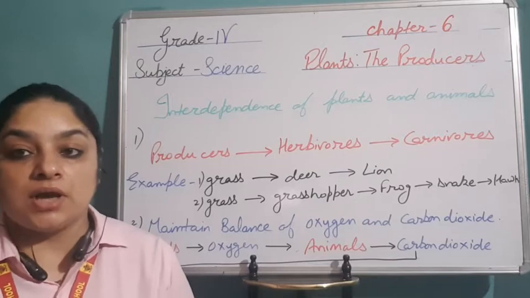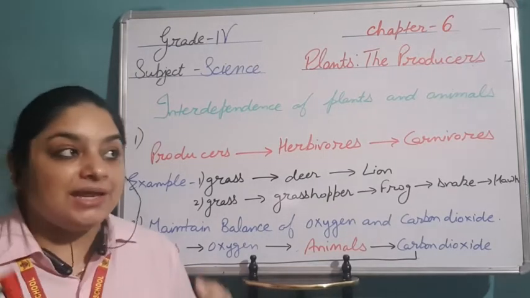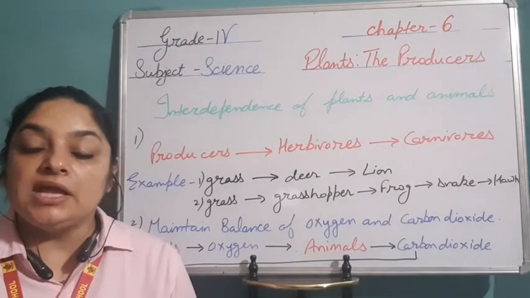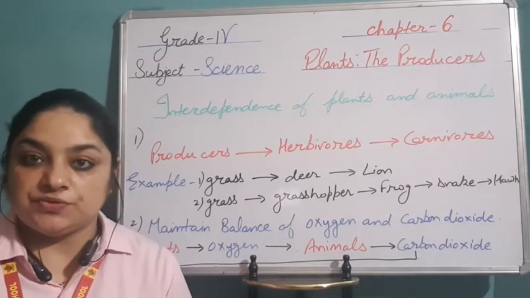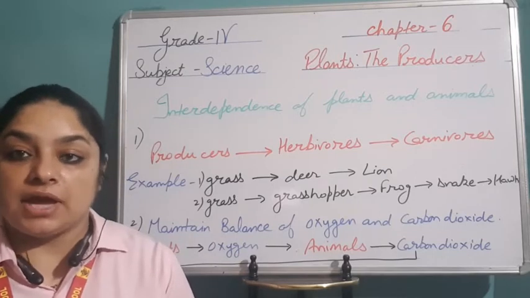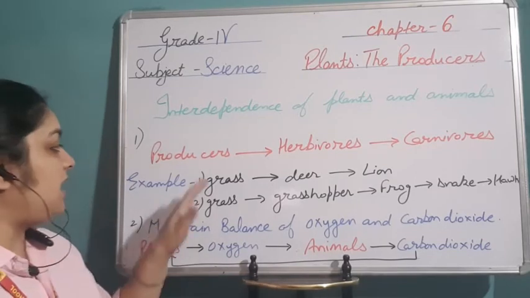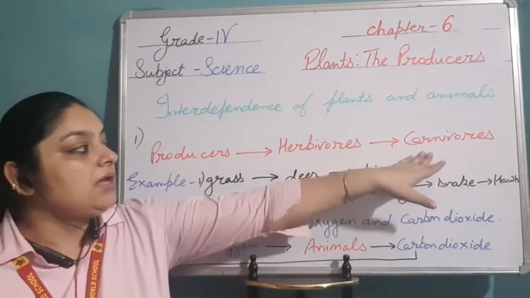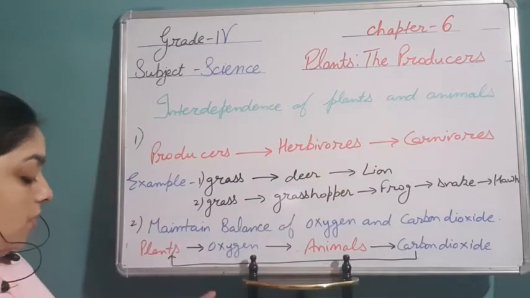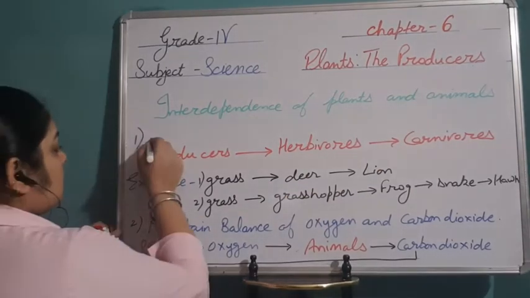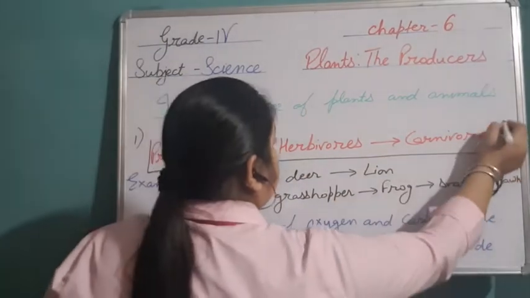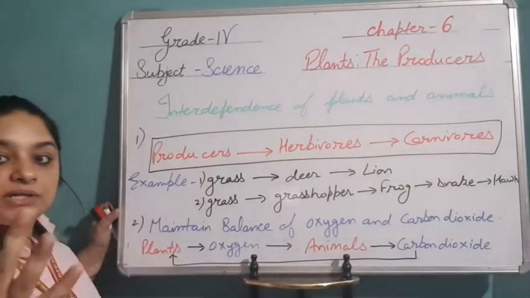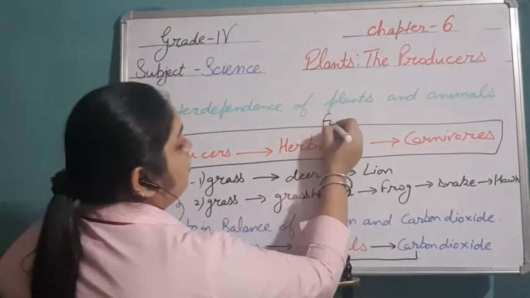For example, cow, buffalo. There are other categories of animals also on the basis of their feeding habits. Animals which eat the flesh of other animals, we call them carnivores. For example, lion, tiger. Now, first of all, we have producers, plants. Plants are eaten by herbivores. Herbivores are eaten by carnivores. So this form, we can say, is a kind of chain. And all of them depend upon each other, interlinked for food, right?